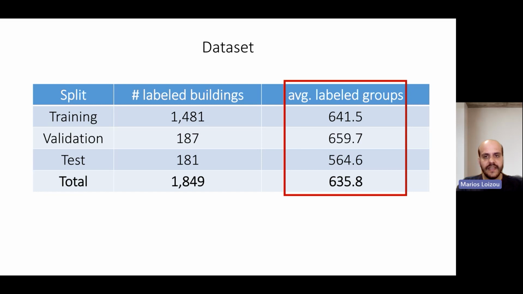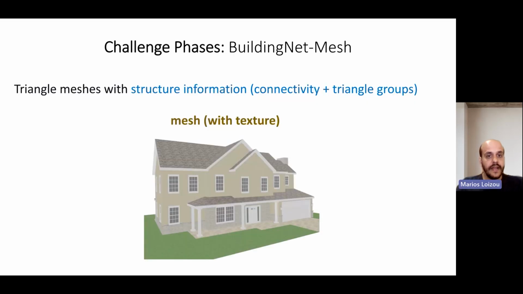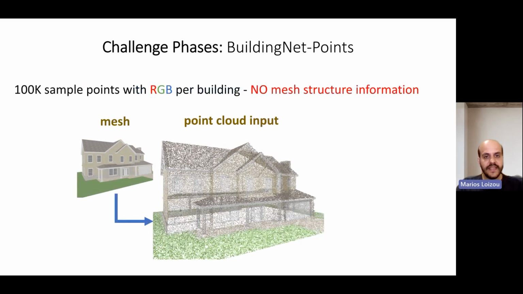This demonstrates the richness and complexity of the dataset, offering challenging benchmarks for 3D part segmentation of large-scale objects with intricate structures. Now, let's discuss the two main evaluation phases of the BuildingNet challenge. In the first phase, called BuildingNet-Mesh, algorithms can access the mesh data, including subgroups and texture. In this aspect, they can take advantage of any pre-existing mesh structure common in 3D building models. The second evaluation phase, BuildingNet-Points, is designed for large-scale point-based processing algorithms that must deal with unstructured point cloud data without access to mesh structure or subgroups.